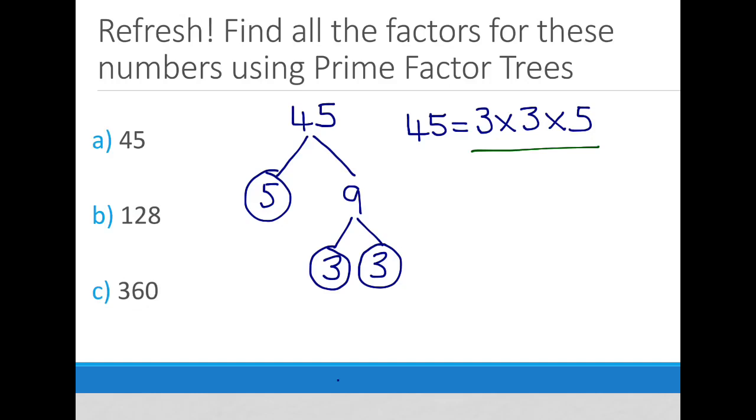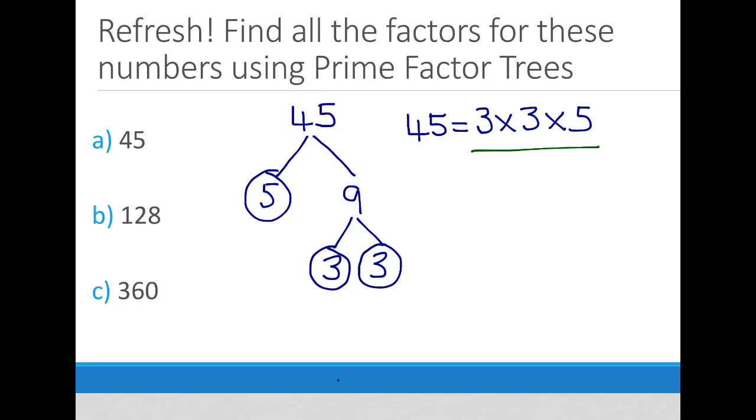You may have done that one and got it correct already, and you can just carry on to B and C and see what the answers are. If, however, you'd forgotten how to do it, press pause now and have a go at 128. Remember, if you need to, rewatch this little bit of video before you move on. Off you go.